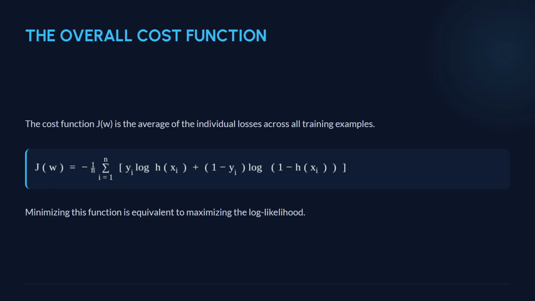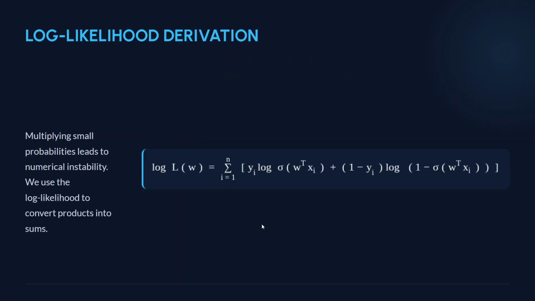Now, the cost function will be 1 by n times the sum of losses. The cost is the average of individual loss across all training examples. We have calculated this. Now all losses will be summed and divided by n, so we get the average cost function.